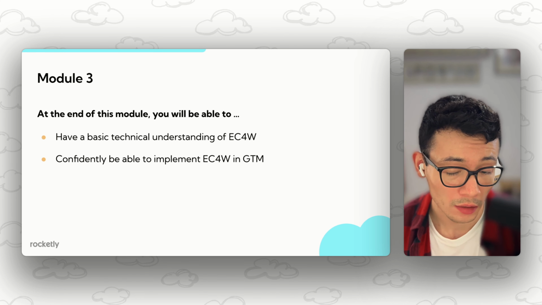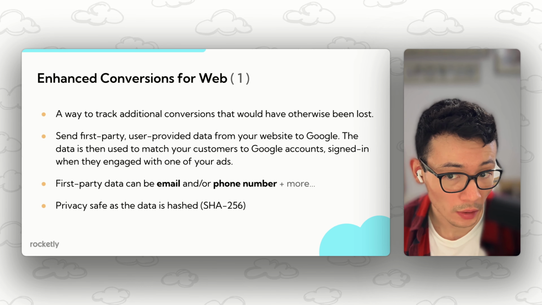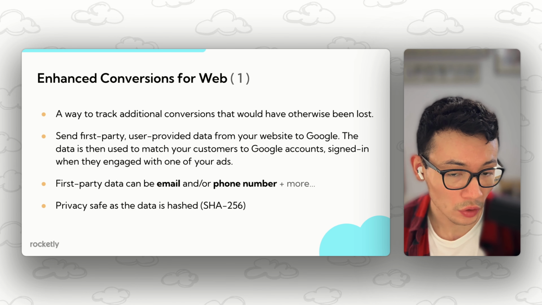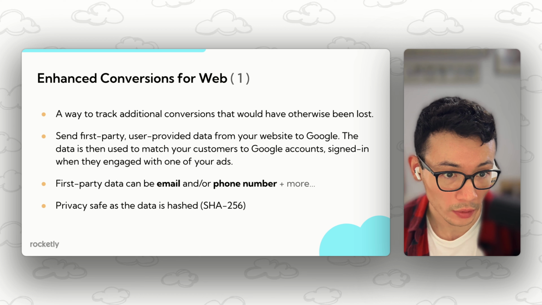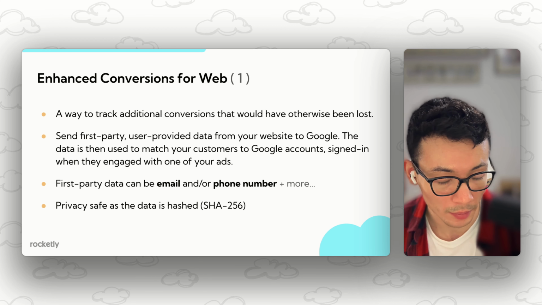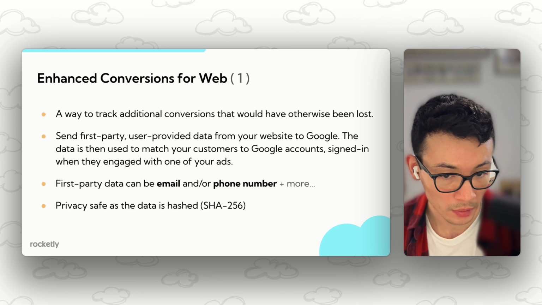So first and foremost, what is enhanced conversions for web? Enhanced conversions for web is a way to track additional conversions that you would have otherwise lost. Because there's many ways people can fall out of your conversion tracking. Sometimes they might have ad blockers, for example. Sometimes certain scripts might not load. There's a bunch of different reasons why. So it's a way to potentially capture additional data.